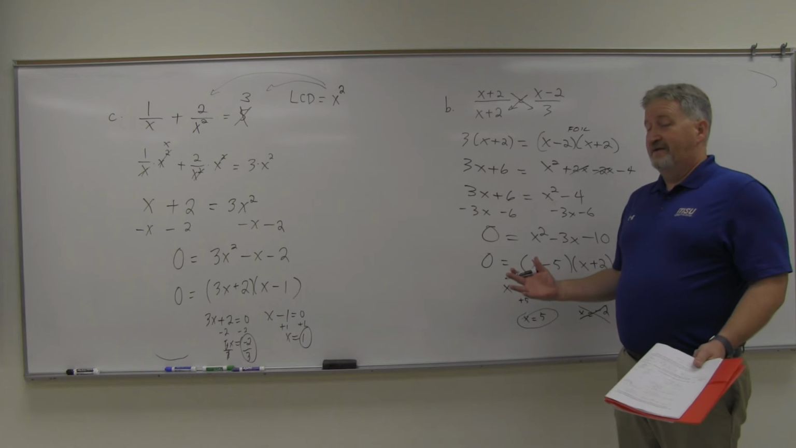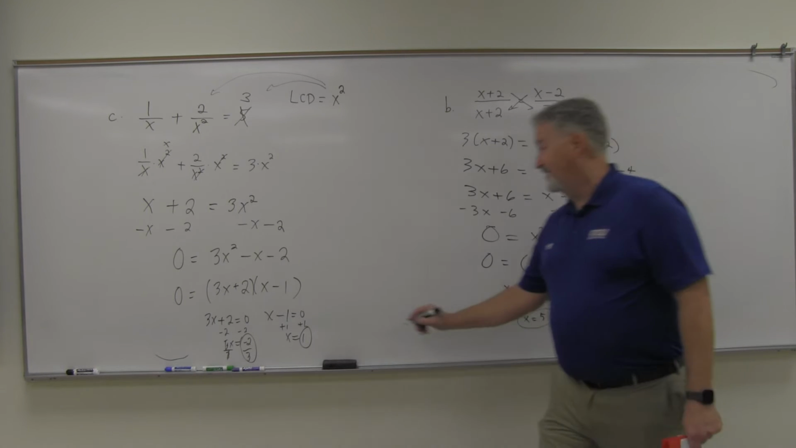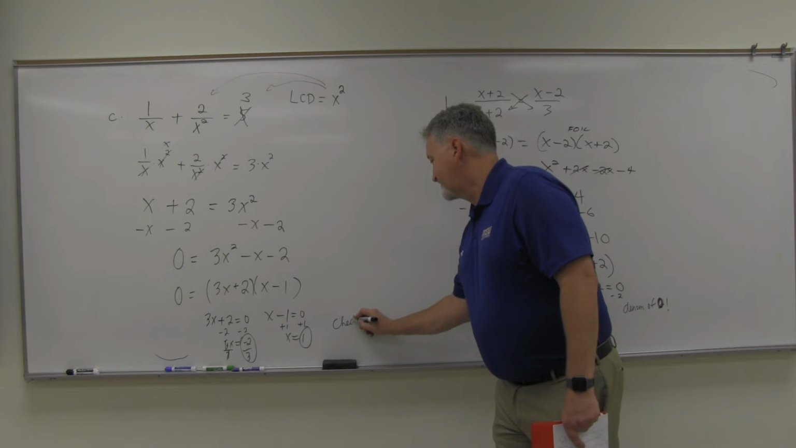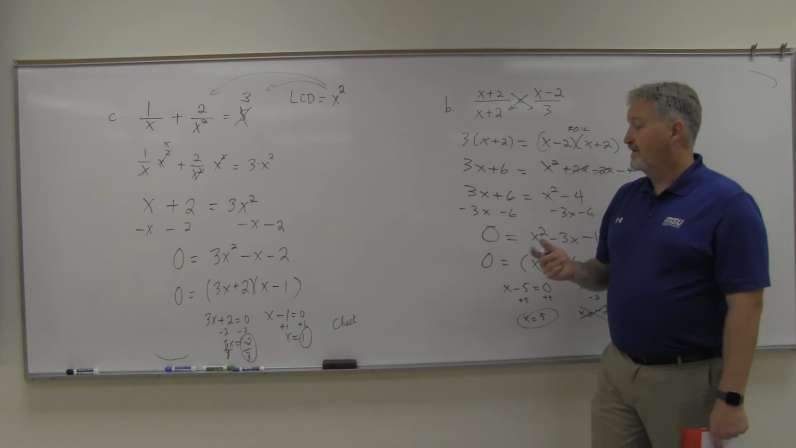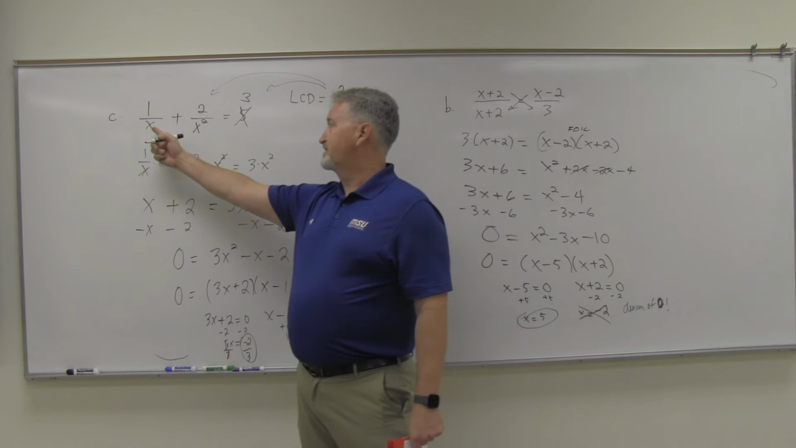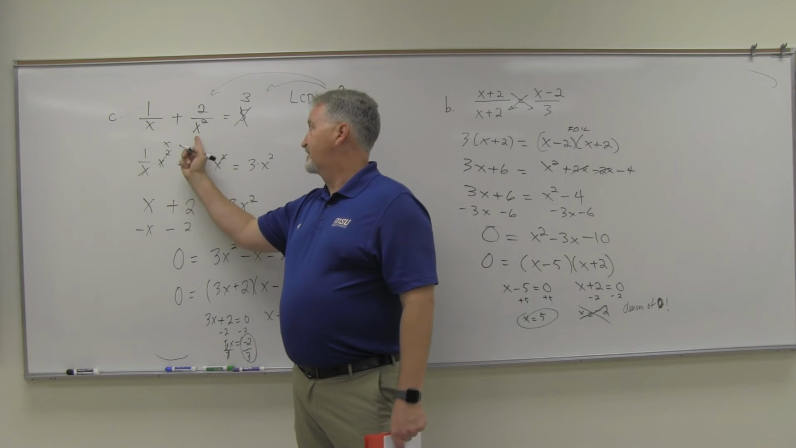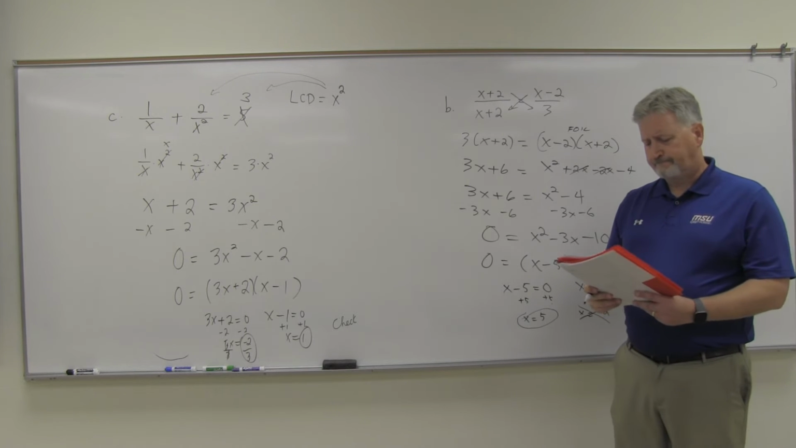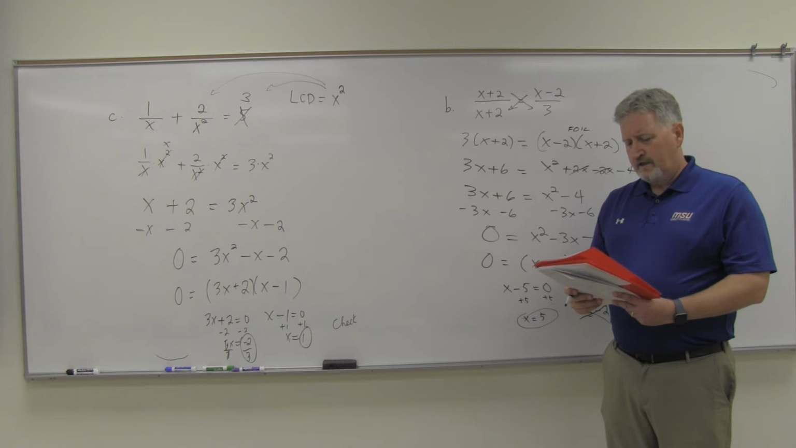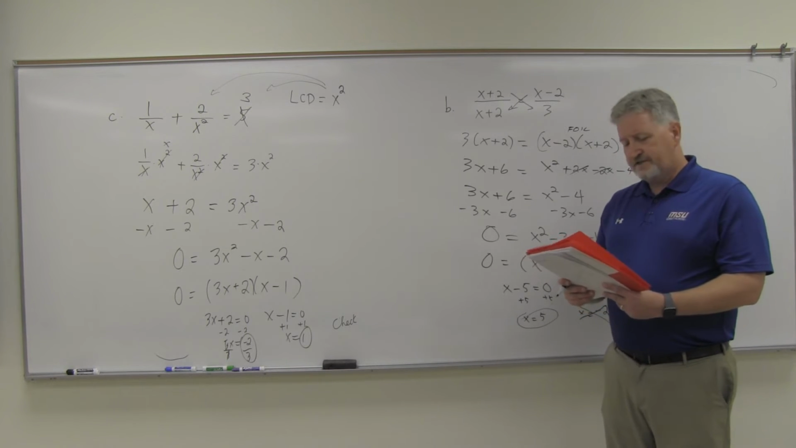And I circled them, but we do need to check that those in rational equations don't give you denominator 0. Well, neither one of those gives us denominator 0, because the denominator here is x and the denominator here is x squared. So both of those are going to check. Any questions on that?